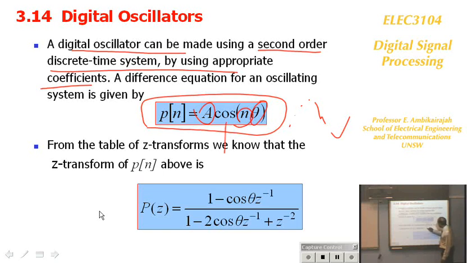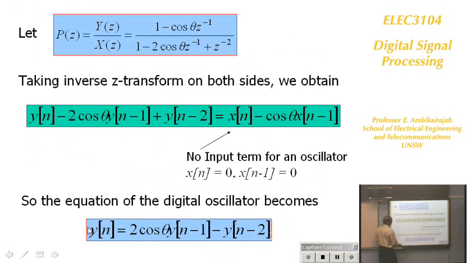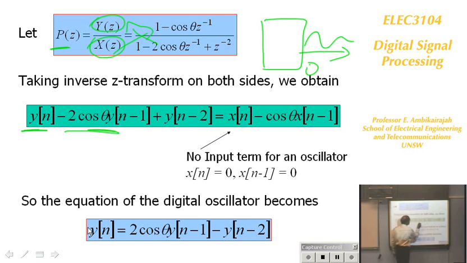Okay, let me take the z transform of that. Look at the transform table. It says P(z) equal to that. You got that transform? We now go and find the inverse transform of that. So we go there and say, right, P(z) equal to Y(z) over X(z). If you take an oscillator, this is an oscillator, there's an output there. And there's an input as well, but in a minute I'll explain. So you get your equation. Take the inverse transform, and you get output equal to that, input.